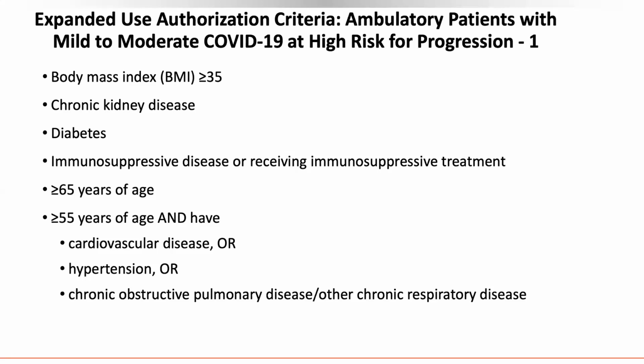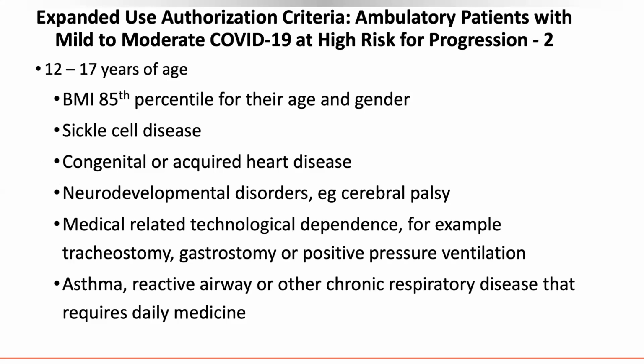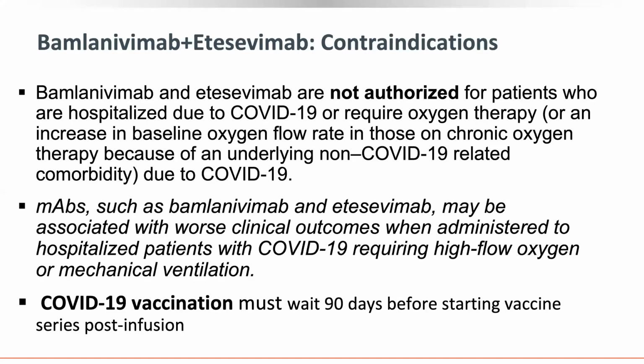Then there's also another expanded category, which really we don't see much. Those 12 to 17 years of age who have a high BMI, sickle cell disease, asthma, and also those with congenital or acquired heart diseases, you may try and give these monoclonal antibodies. Remember, 2 days ago, we lost an asthmatic, an individual who, if he had reached the facility earlier, could have been given these monoclonal antibodies.